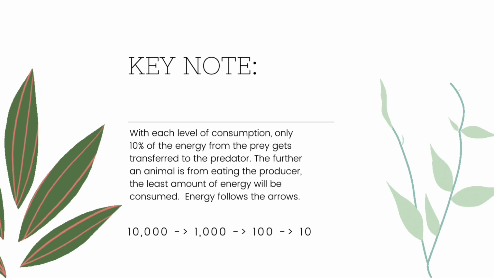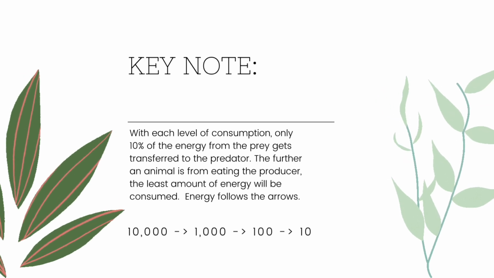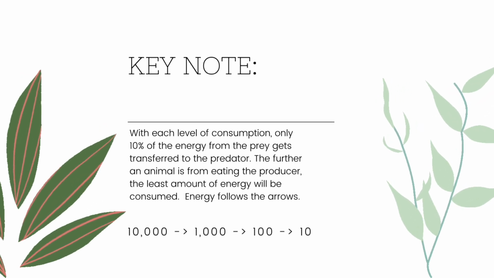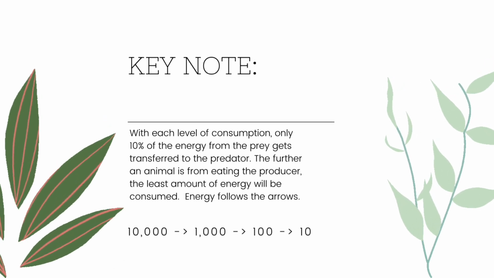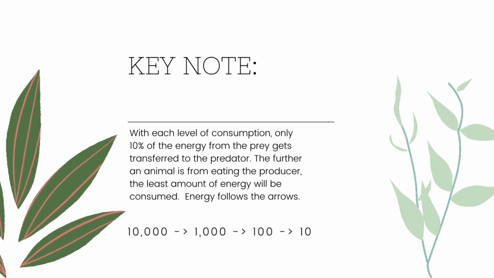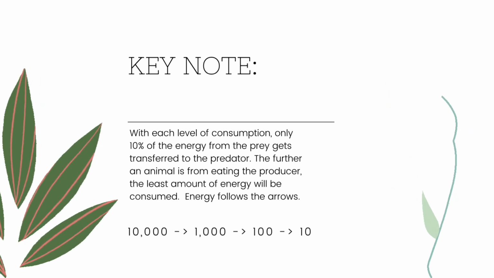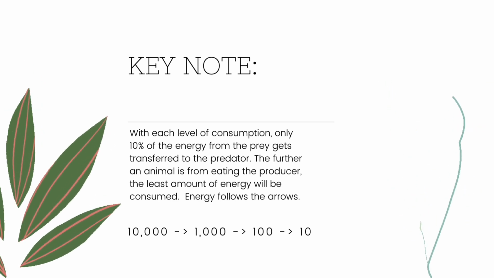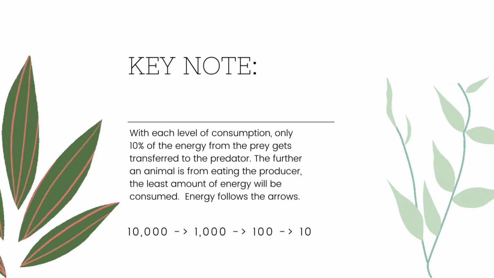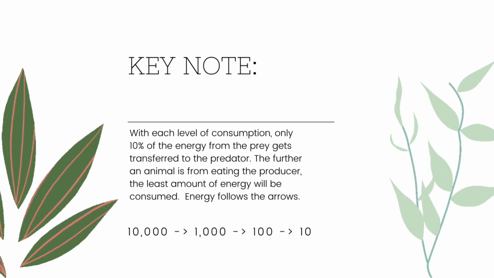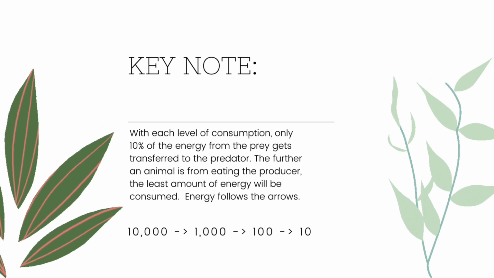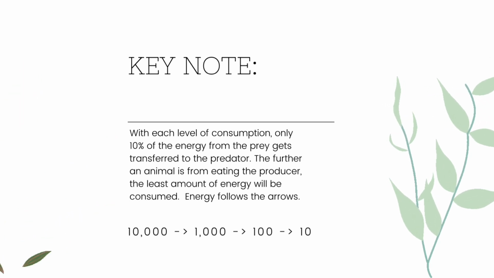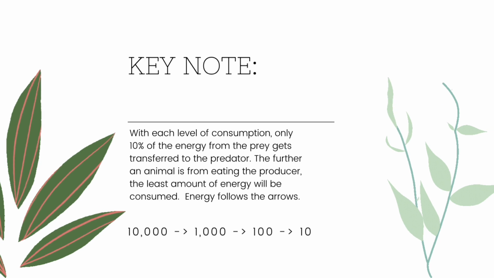A keynote is that with each level of consumption, only 10% of the energy from the prey gets transferred to the predator. The further the animal is from actually eating the producer, they will have less amount of energy than your primary consumers. So here's an example down at the bottom. It goes 10,000 to 1,000 to 100 to 10. So always just multiply by 10% and you will get your energy.